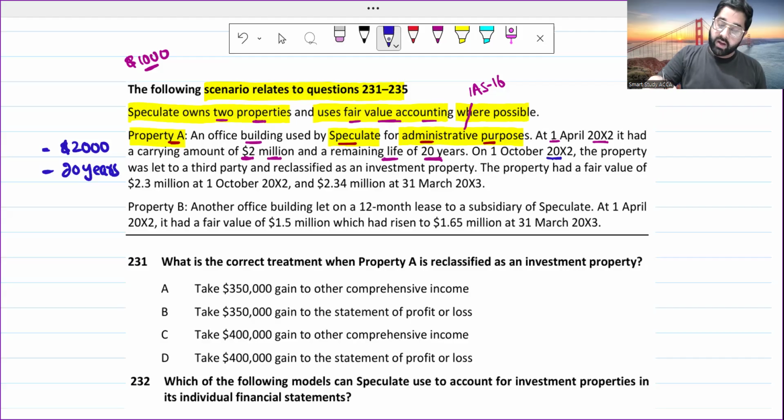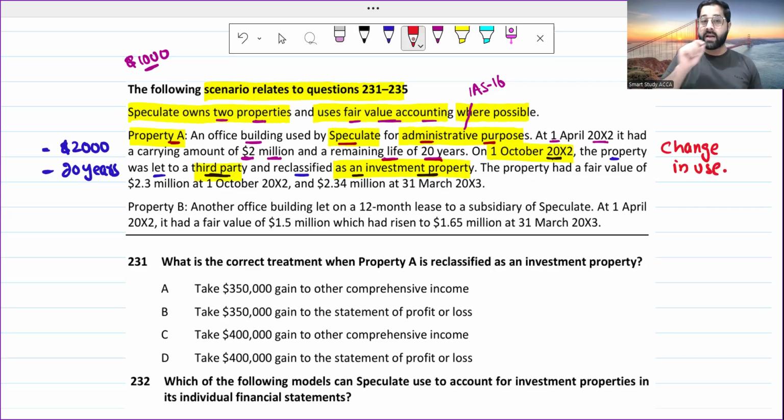On 1st October 20x2, after the 6th month, the property was let to a third party and reclassified as an investment property. So there is a change in use of the property. First, property A was classified as an owner-occupied property, so we have to apply IAS 16 property, plant and equipment. Now on 1st October 20x2, it was reclassified as an investment property. So there is a change in use.